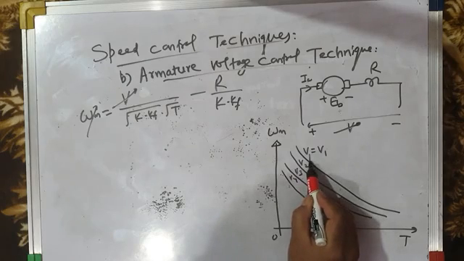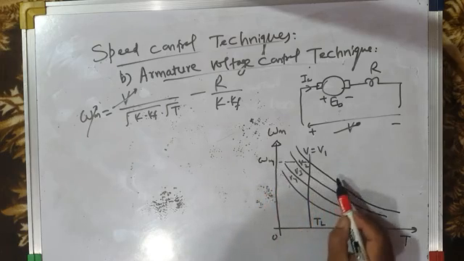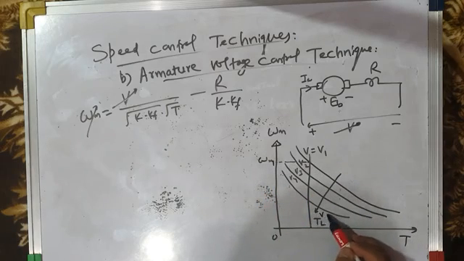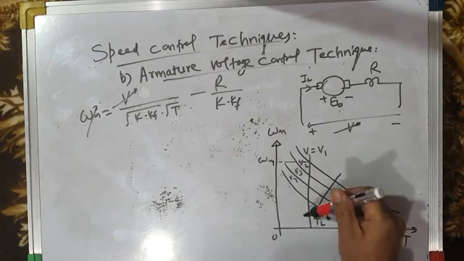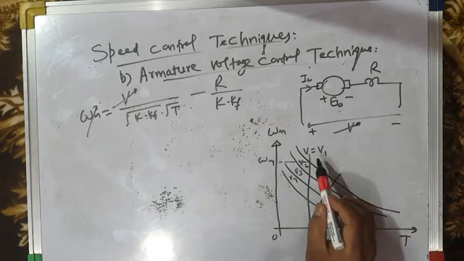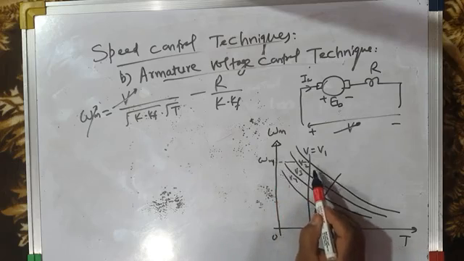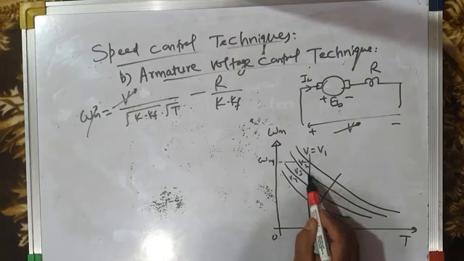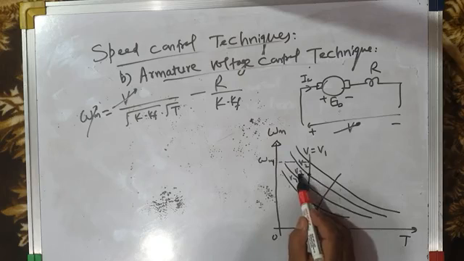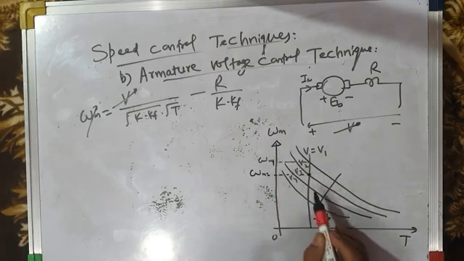So therefore, for V equal to V1, this is the speed of the motor, omega m1. When you reduce, in this direction, you are reducing the voltage. V is reduced. So you get parallel torque speed characteristics. For rated voltage V equal to V1, the motor runs at speed omega m1. When you reduce the voltage from V1 to V2, this is the operating point, and the motor runs at reduced speed omega m2, which is less than omega m1.